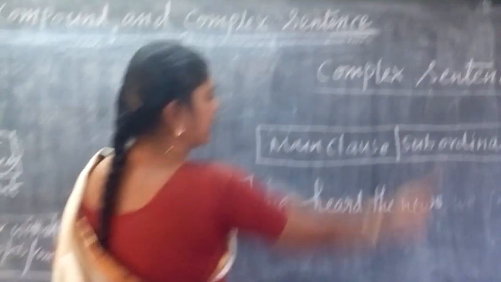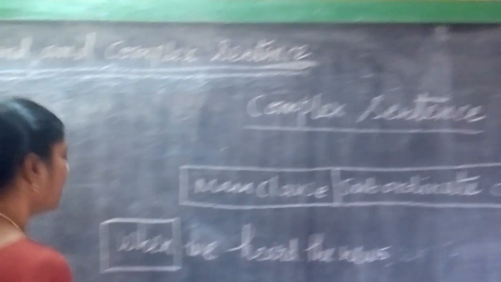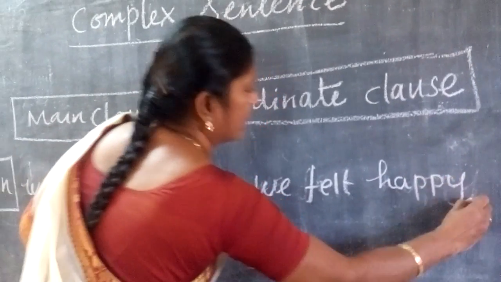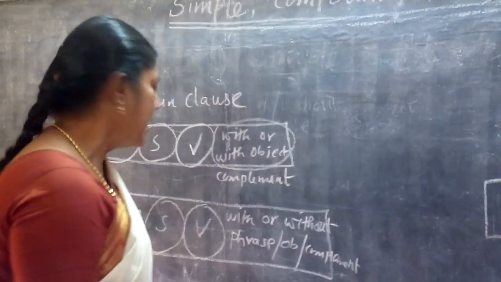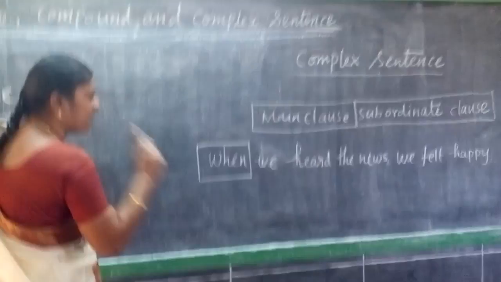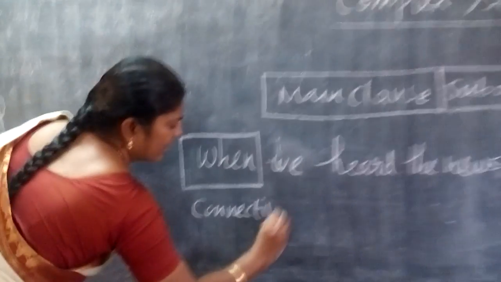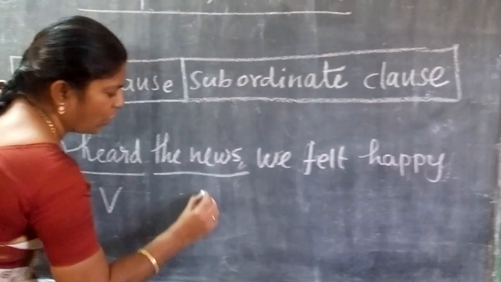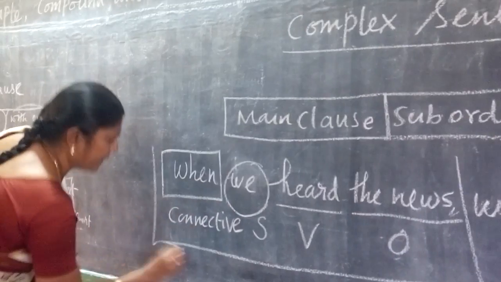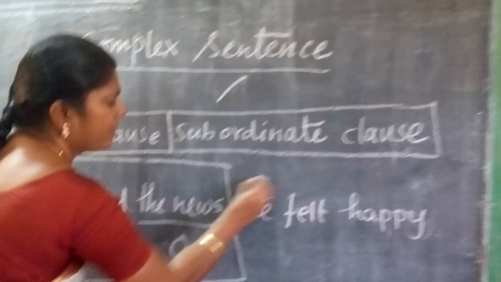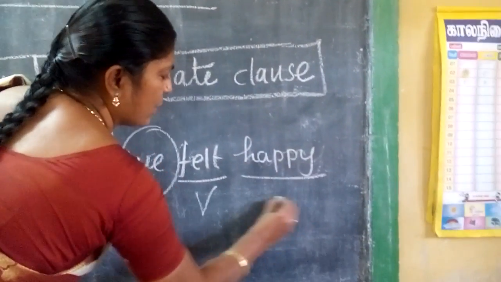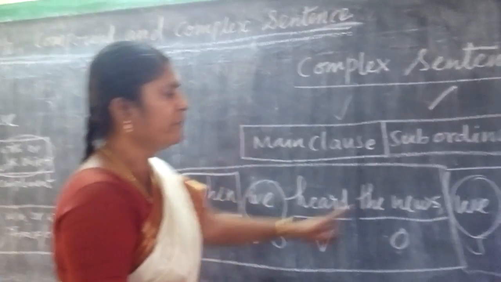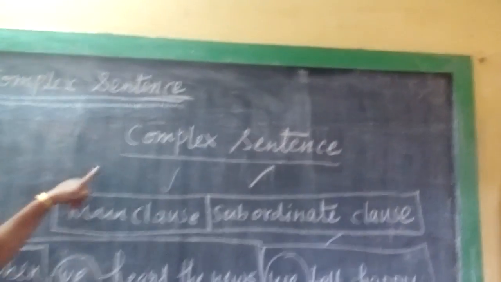A complex sentence must have one main class with one subordinate class. "When we heard the news, we felt happy." It is a complex sentence. How? When is a subordinate connective. I told you already that all the WH words are called connectives. We is a subject, heard is a verb, the news is an object, so it is a subordinate class. Again, we is a subject, felt is a verb, happy is a complement. It is a main class. So one subordinate class with one main class is called a complex sentence.